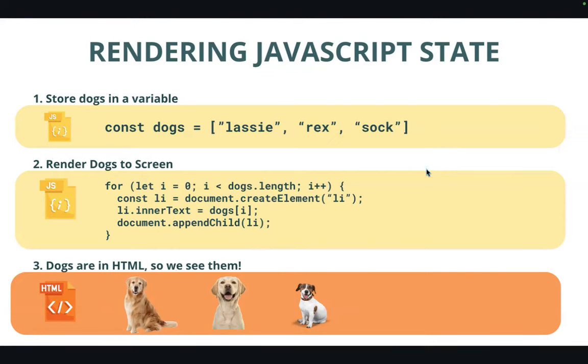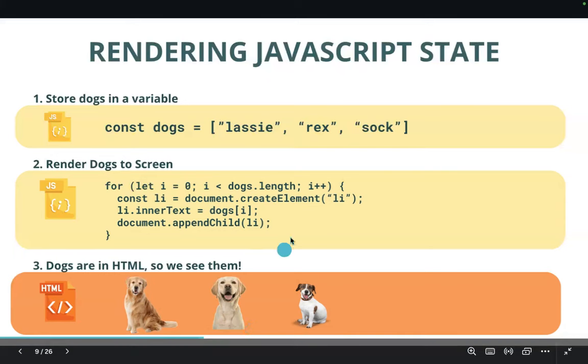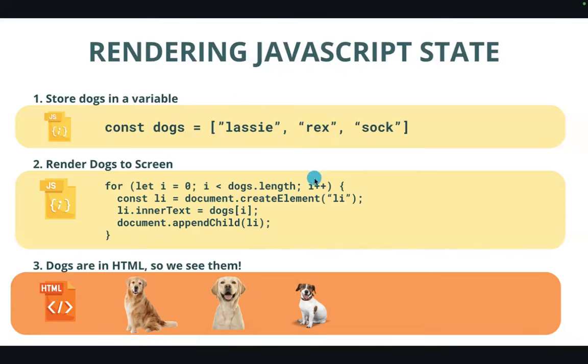Okay, how does everyone feel about this so far? Is everyone comfortable with storing an array of dog names and then how you would render it to HTML? Is that looking familiar? Yeah, yes.